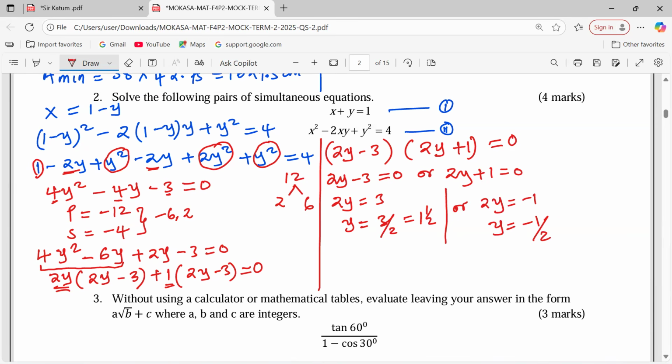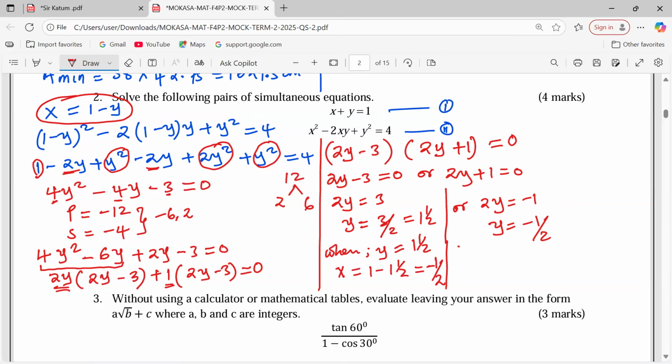We have gotten the possible values of y. And with this now, remember we have an expression for x. At the starting point, we expressed x as 1 minus y. So we can say we have corresponding values of x depending on the value of y. So when y equals 1.5, then the value of x shall be 1 minus 1.5. So this gives us the first value of x. 1 minus 1.5 gives us negative half.